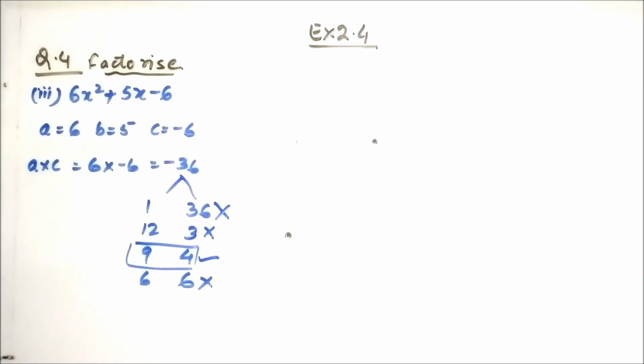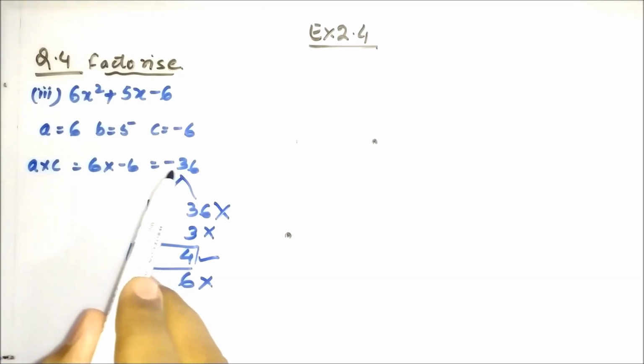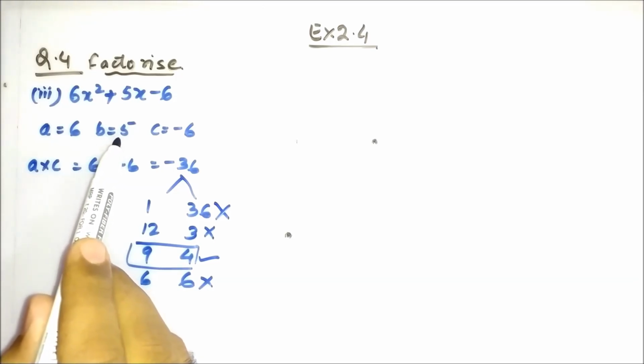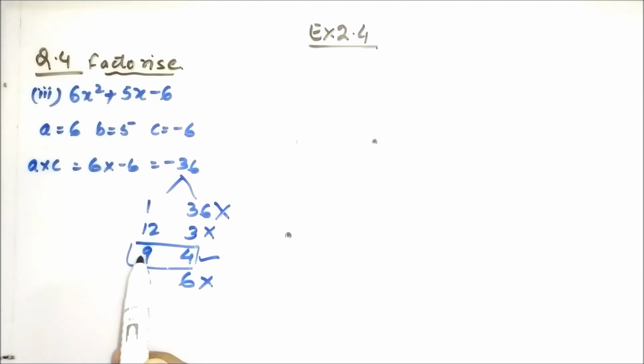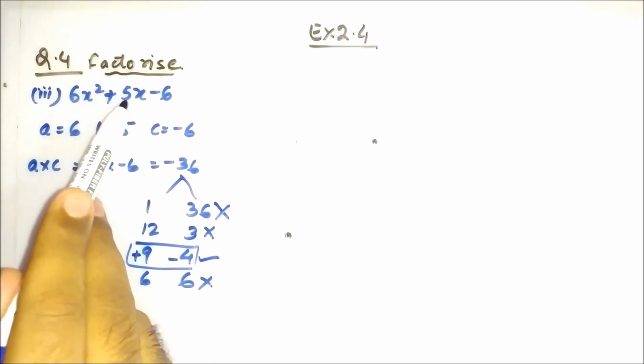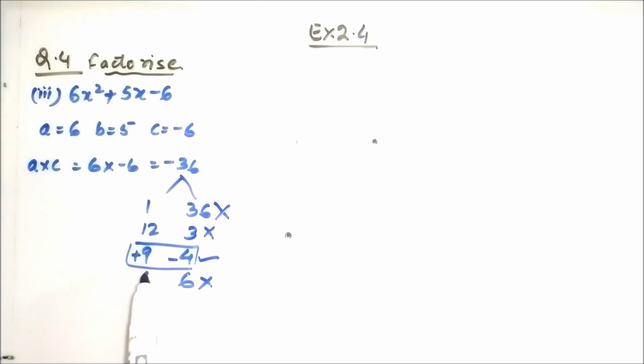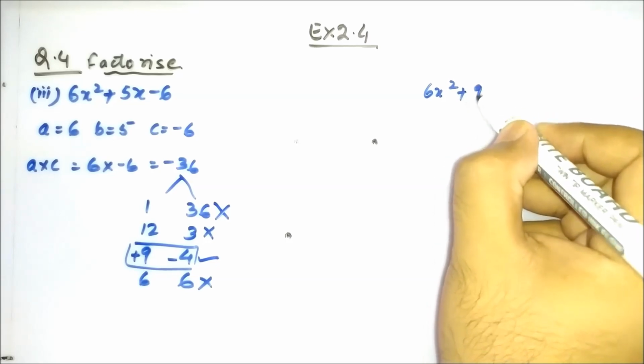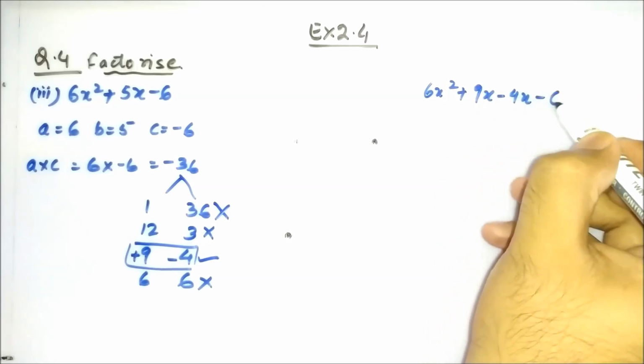Now we need to put the sign here. After multiplying we need minus 36 and after adding we need 5. So definitely after adding we are getting a positive value, so the bigger number will be having a positive sign and the lower number will be having a negative sign. So plus 9 and minus 4, when you multiply you will get minus 36, and plus 9 and minus 4, when you add you will get plus 5. So the middle term 5x can be broken as plus 9 and minus 4. So we'll just write it as 6x square plus 9x minus 4x minus 6.